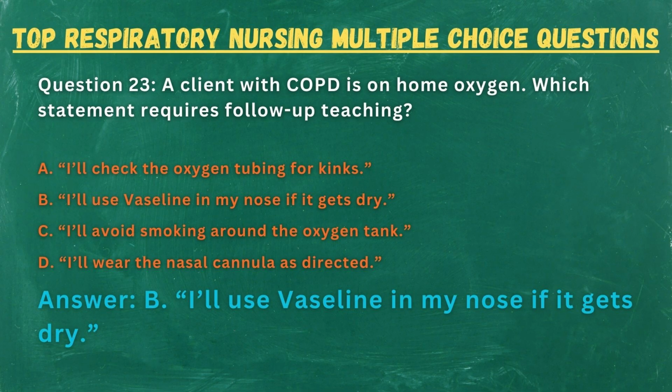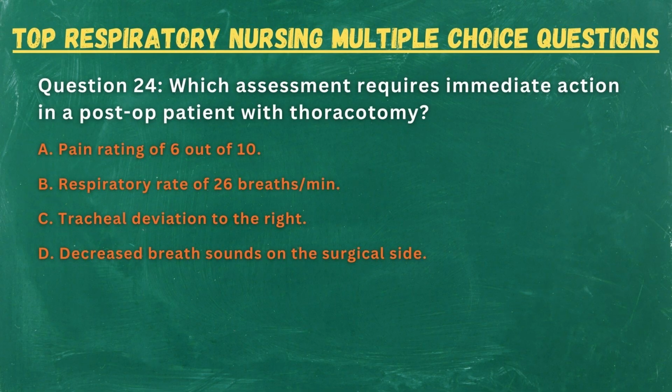Answer. B. I'll use Vaseline in my nose if it gets dry. Question 24. Which assessment requires immediate action in a post-op patient with thoracotomy? A. Pain rating of 6 out of 10. B. Respiratory rate of 26 breaths per minute. C. Tracheal deviation to the right. D. Decreased breath sounds on the surgical side.